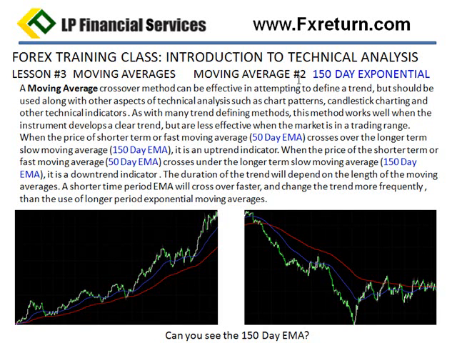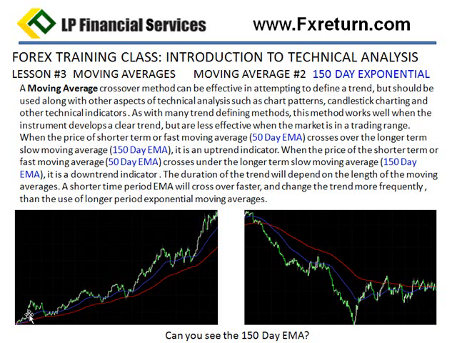When we take a look at moving average number 2, the 150-day exponential moving average, we see that a moving average crossover method can be effective in attempting to define a trend, which should be used along with other aspects of technical analysis such as chart patterns, candlestick charting, and other technical indicators. As with many trend-defining methods, this method works well when the instrument develops a clear trend, but is less effective when the market is in a trading range.